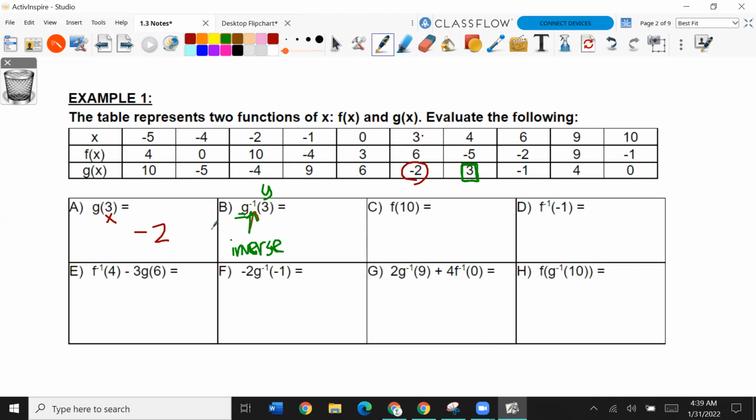So now g inverse of 3, we say g inverse of 3, you're going to go over and report your x value, which is going to be 4. So that's the same way as saying g of 4 is 3. g inverse of 3 is 4, okay? So I want to know, what is x when y is 3? So pause the video so you can try something on your own and try C and D.